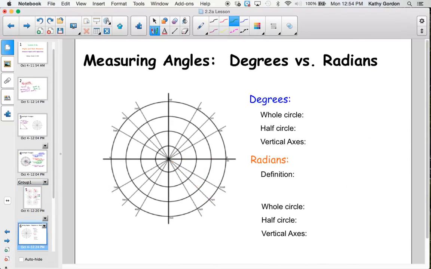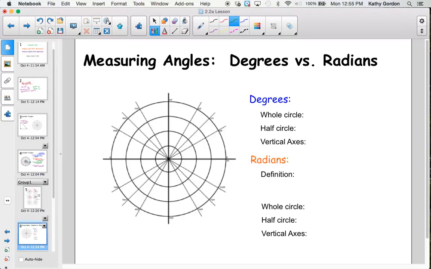Okay, so when we're measuring angles, there's two ways that we can actually measure them. We can measure angles in terms of how many degrees of rotation they've gone through, or we can measure them in terms of how many radians of rotation they've gone through. Degrees are probably more familiar to us at this point, which is kind of why I started with those at the beginning of this lesson. But degrees are not always the most useful.